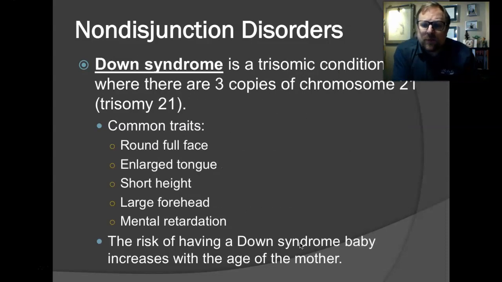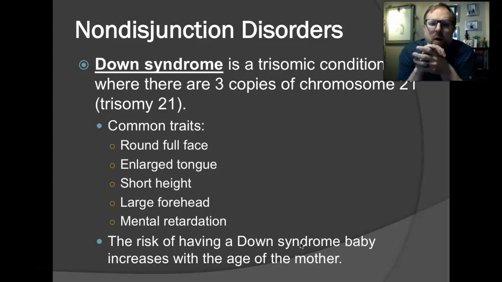One that you're probably familiar with is Down syndrome. And Down syndrome is a trisomic condition. So again, we've got 3 copies of chromosome 21. So technically we would call it trisomy 21. So there should have been 2 chromosomes at pair 21, but there are now 3 copies of that chromosome. And so you've probably encountered somebody who has Down syndrome at some point in your life.